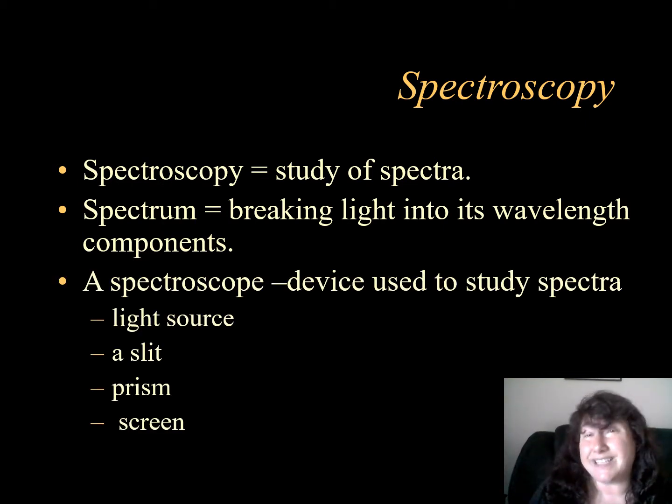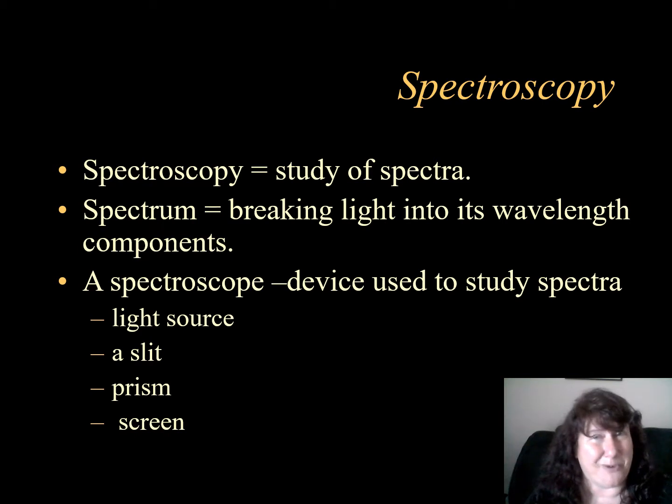In order to see the spectra, though, we have to use what we call a spectroscope. The spectroscope is a device that takes that light and breaks it into its wavelength components. So, one, you have to have a source of light. So it could be a star, it could be a light bulb, it could be a gas cloud or an atmosphere. Next, you need a slit. The slit is used to only let a little bit of that light through. Once that light comes through, it hits a prism.